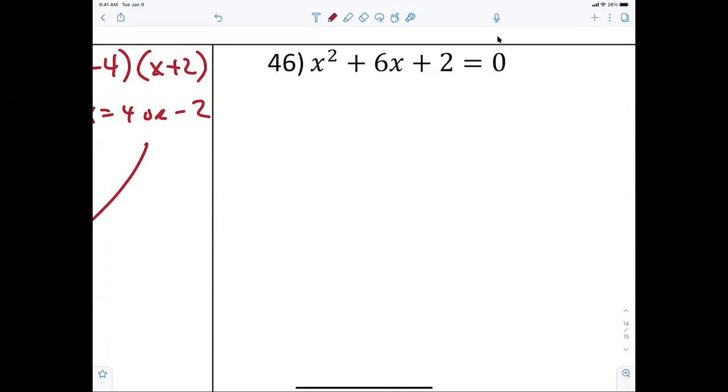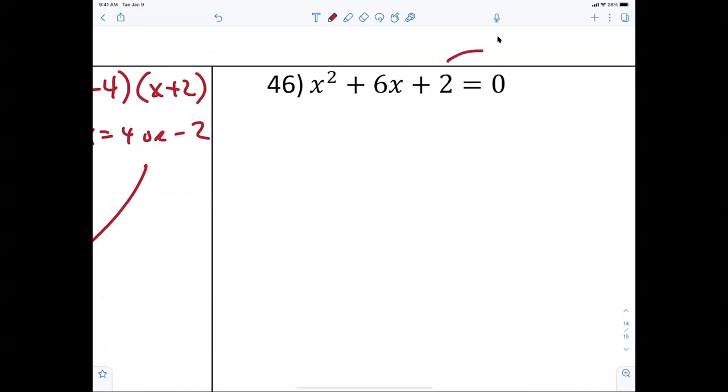All right. Now, again, the objective is to make it a perfect square. So the first thing I need to do is move the positive 2 over. So that becomes x squared plus 6x. Leave a space, what? Equals what? Negative 2.